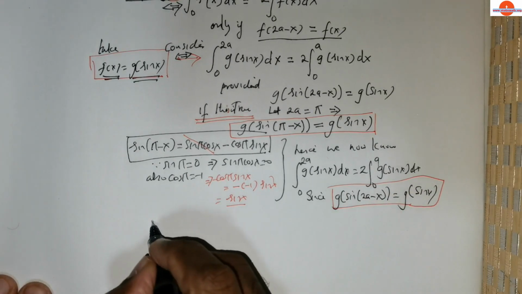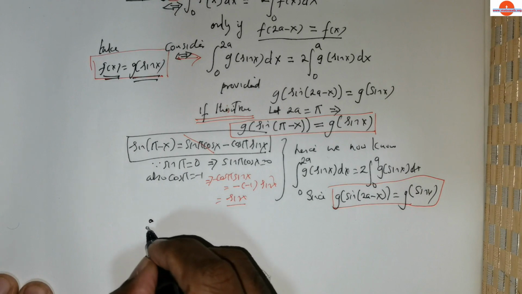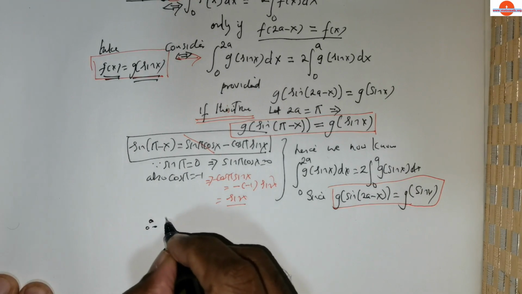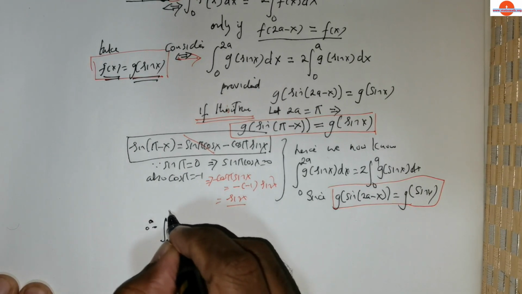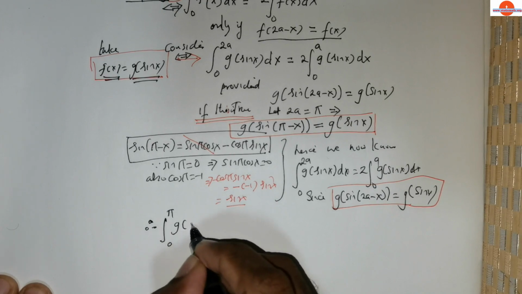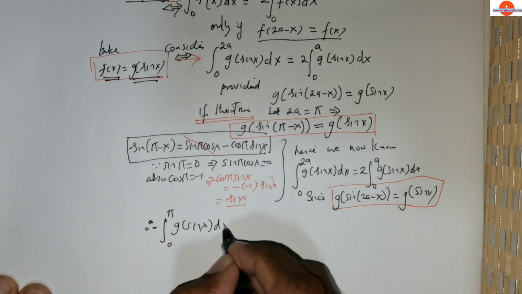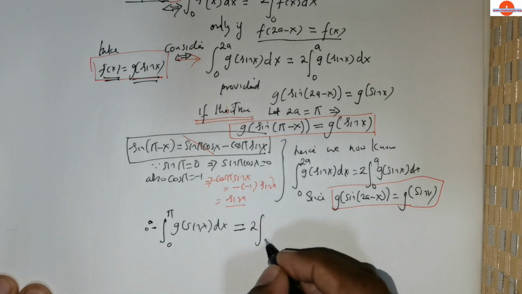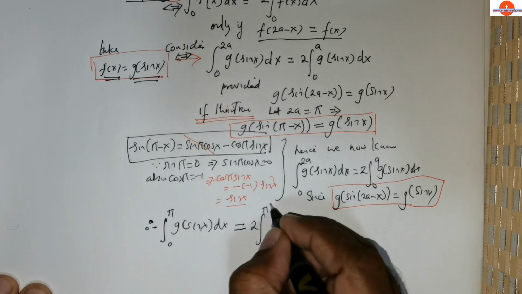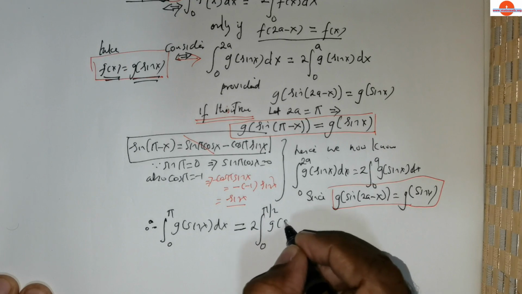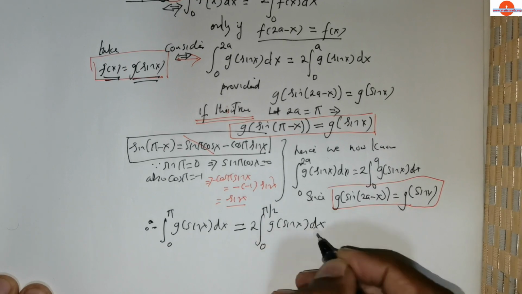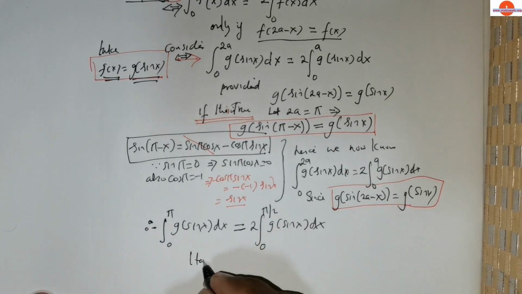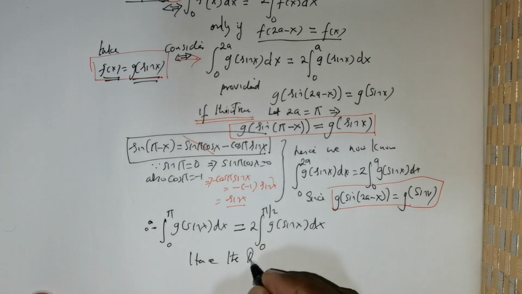So this therefore implies integral 0 to pi g of sine x dx is now equal to 2 times integral 0 to pi over 2 g of sine x dx. Hence the result.